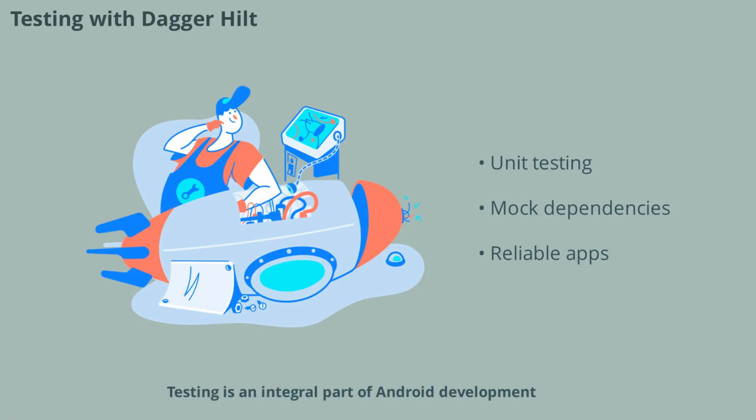Testing is an integral part of Android development. Dagger Hilt's modular architecture and standardized annotations make it easier to write unit tests and integration tests. By injecting mock dependencies, you can test individual components in isolation, ensuring reliability and robustness in your apps.